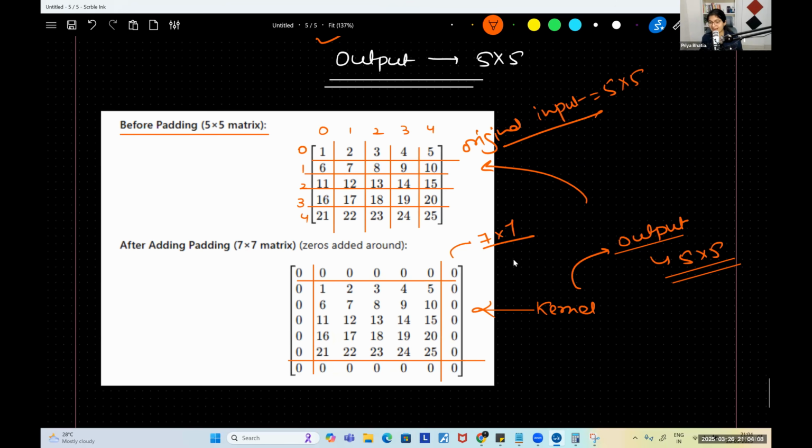Is this clear? So padding means we are adding one extra layer, an extra row and column, on top of the input image, so that we are able to retain the size of the original input and the output image the same, which is 5 cross 5. Is this fine for everyone?